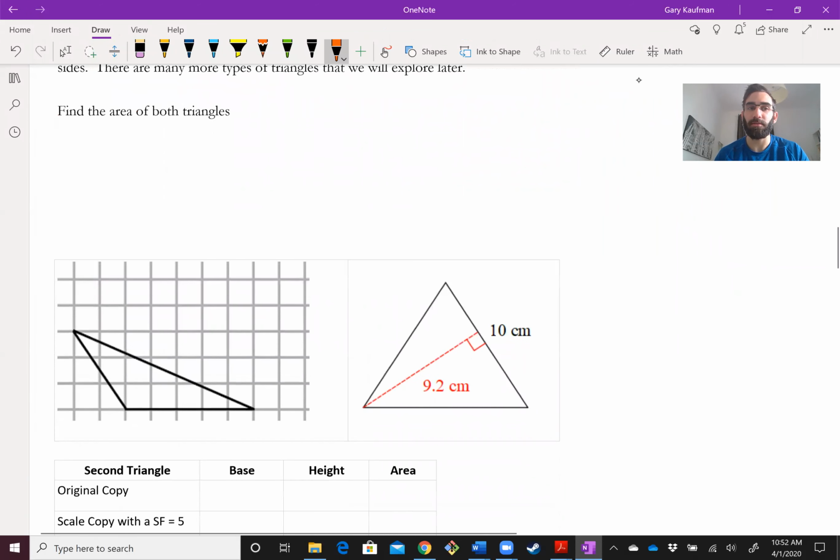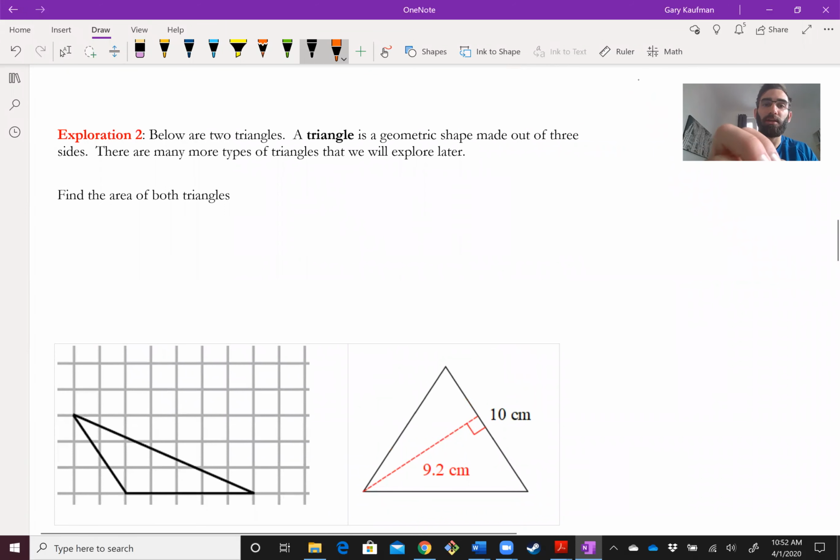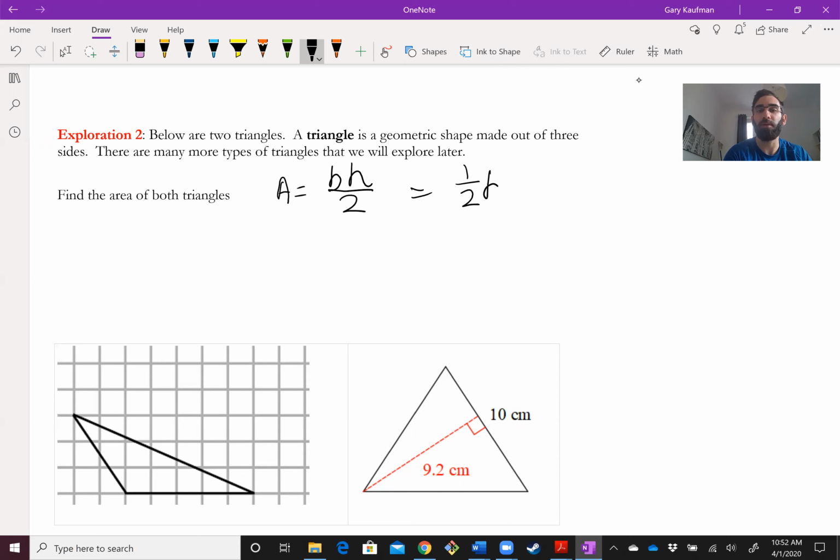All right. So let's take a look at triangle. So triangle is a 3-sided geometric shape. Now there's many types of triangles, and we're going to explore some later. But as a reminder, the area is base times height divided by 2. Some people write it as 1/2 base height. And the height, again, it's wherever it creates a 90 degrees. So here are 2 triangles below. See if you can find the area. Go ahead.